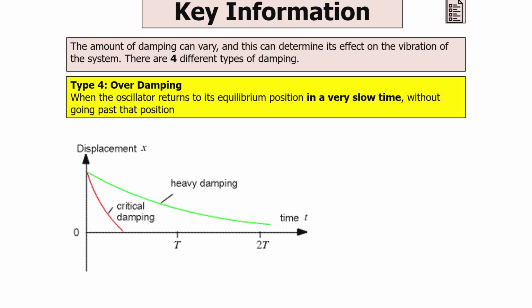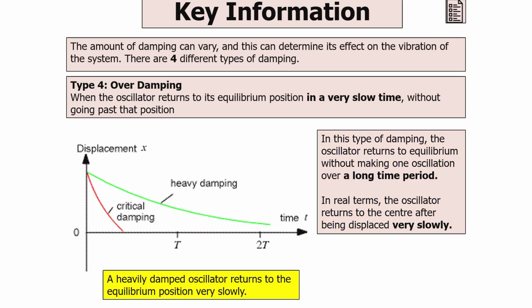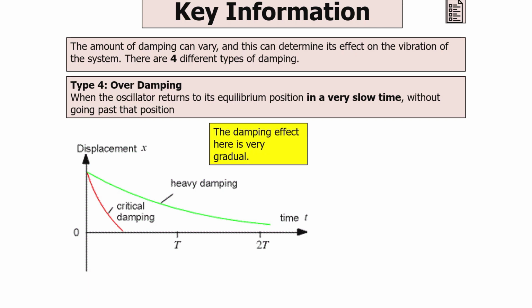This is when an oscillator returns to its equilibrium position in a very slow time, without going past that position. So in this type of dampening, the oscillator returns to equilibrium without making one oscillation over a long time period. In real terms, the oscillator returns to the center after being displaced very slowly. So a heavily damped oscillator returns to the equilibrium position very slowly. The dampening effect here is very gradual, and it's the most dissipative dampening effect. So overdampening can be considered to be extreme critical dampening.